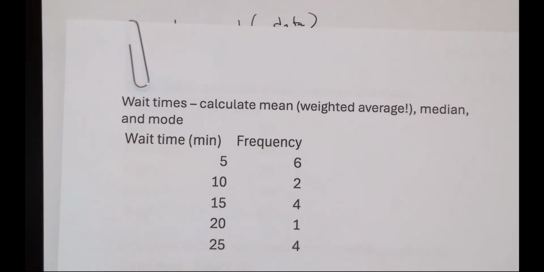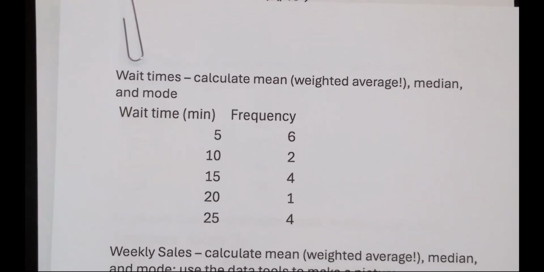6 people waited 5 minutes. 2 people waited 10 minutes. 4 people waited 15. 1 waited 20, and 4 waited 25. How long did people wait on average? What's the average wait time on this list? I could write down all the numbers. I could write down 5, 5, 5, 5, 5, 5, 10, 10. What a pain in the neck. I don't want to do that. So how do I get around that?